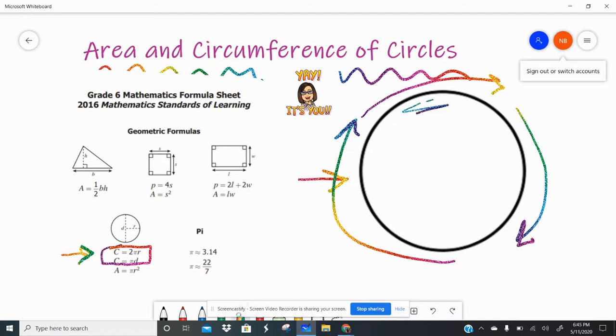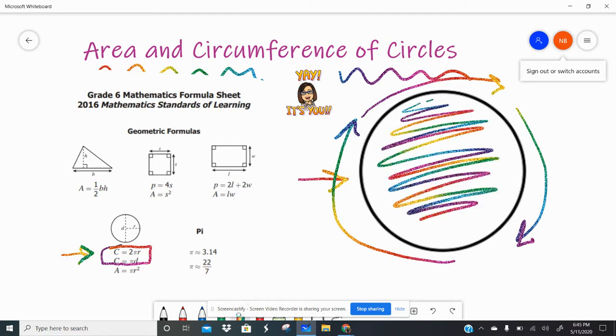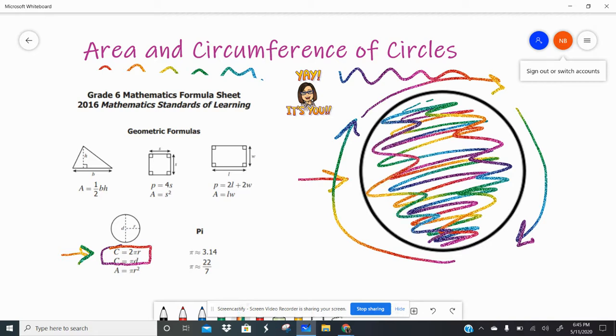The area is the stuff on the inside, right? So how much actual space the circle is taking up on the inside. The area, the inside of the circle, there is only one formula for, and that is pi times radius squared.